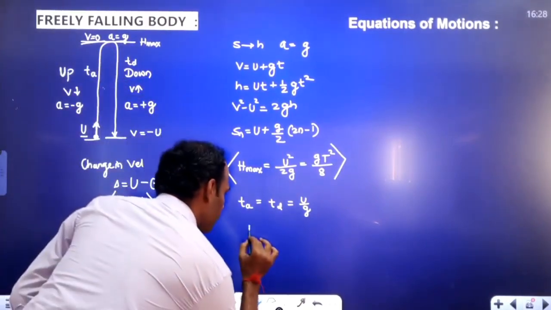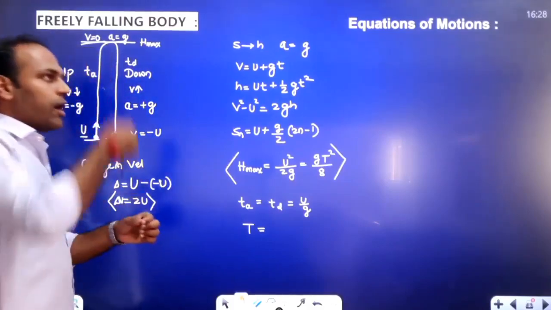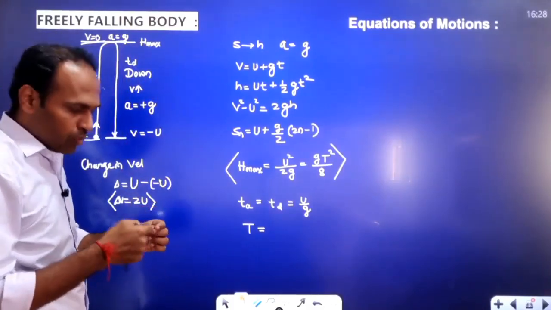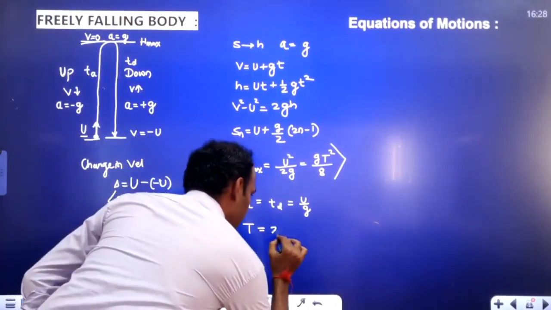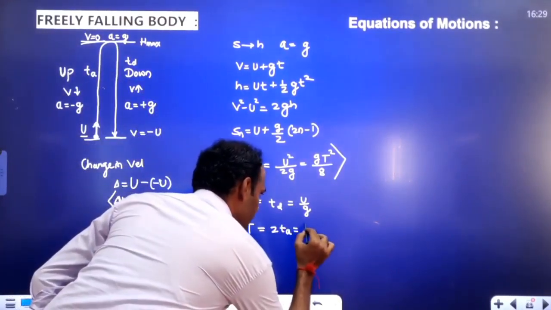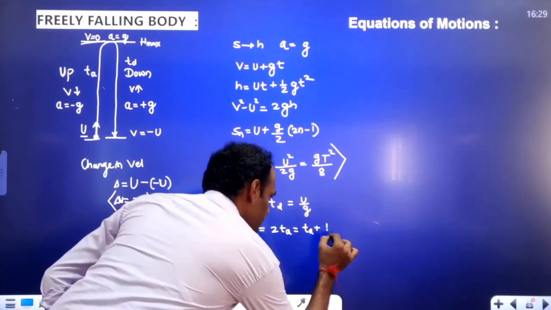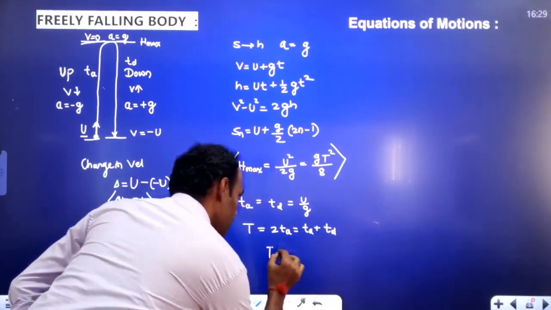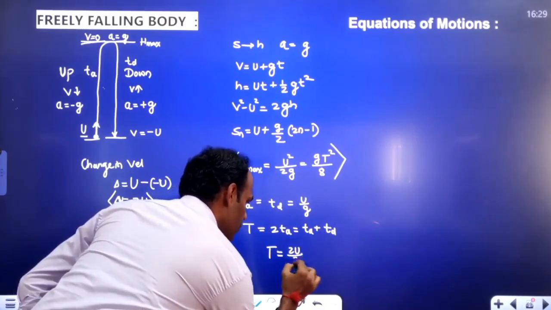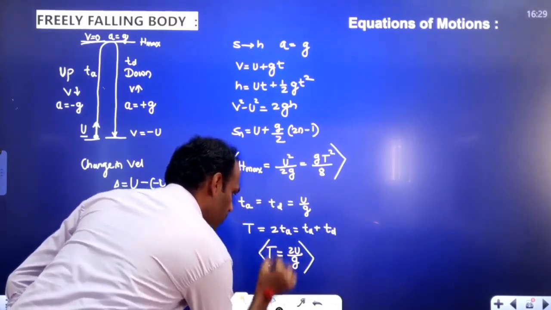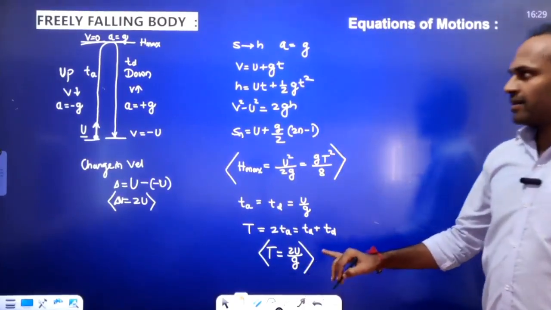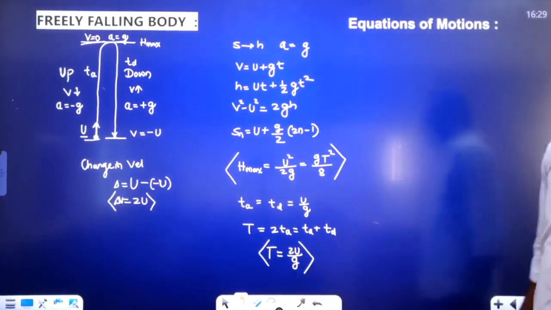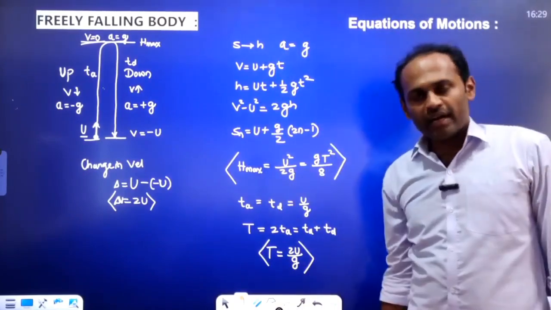Then time of flight is the time taken to go up and come down. Time taken to go up and come down, that is time of flight. So this will be equal to 2 times the time of ascent, or you can say time of ascent plus time of descent. So this will be equal to 2u by g. u by g plus u by g will be equal to 2u by g. So this much will be the time taken, right? So this much time it will take to go up and to come down, right?